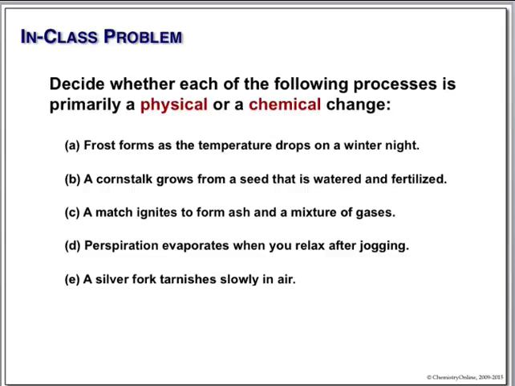We're forming frost again in the winter, I certainly hope not. Temperature drops on a winter night. Frost is made from water vapor going directly into a solid. Nonetheless, the ice crystals are still water, aren't they? That's the substance. Therefore, this is a simple physical change.